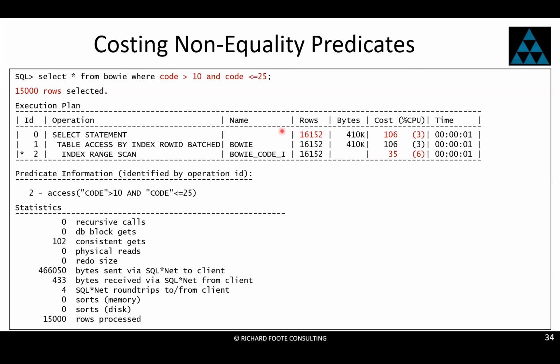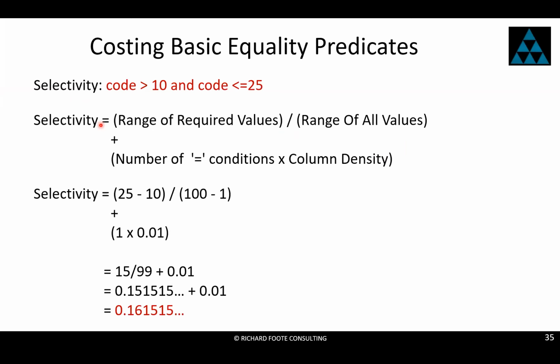So where did these numbers come from? Note, by the way, the numbers are close, not perfect, but pretty close. 16,000, 15,000, it's in the right ballpark. So the first thing that Oracle always has to do is calculate the selectivity. This is why the number of distinct values and the minimum and the maximum are so critical, because I always have to work out what percentage of the rows this is. So this represents how many numbers there are. It's 25 minus 10, it's about 15 values.